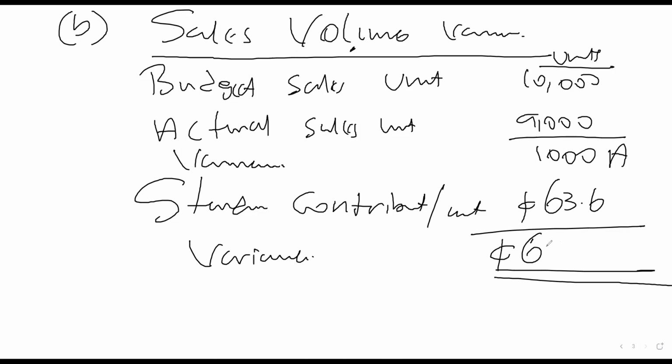$63,000 600. Adverse. That's all. So we are continuing. Calculate the material variances. That's all. Material, there are two. That is 6 variances, we are done.